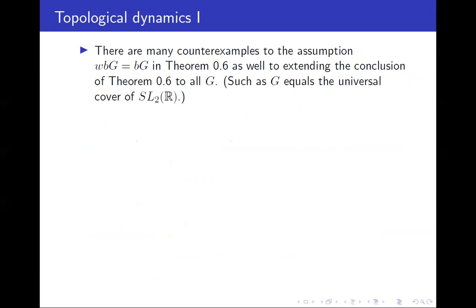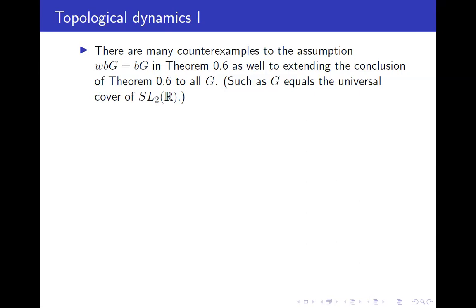So there are many counterexamples to the assumption WBG is BG. Actually, I'm saying now the opposite of what I said in the last sentence. There are many counterexamples. I said there's no. Sorry, I'm a little bit out now. There are many counterexamples to the assumption of theorem 0.6, as well as to extending the conclusion of theorem 0.6 to all G, such as when G is the universal cover of SL2R.